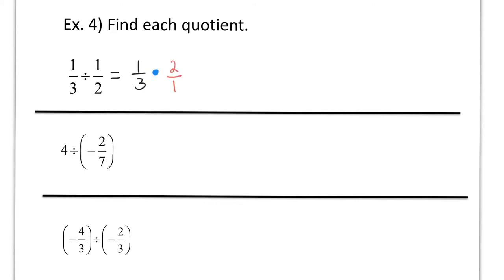So now this becomes a regular multiplication. You just multiply the two fractions. When you multiply, check if you can simplify, cross simplify. I cannot do anything here, so I just multiply the numerators: 1 times 2 is 2. And the denominators: 3 times 1 is 3. I cannot reduce the fraction, so that's my answer, 2 over 3.